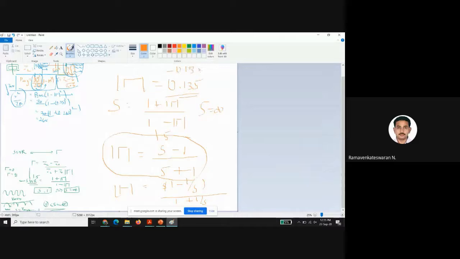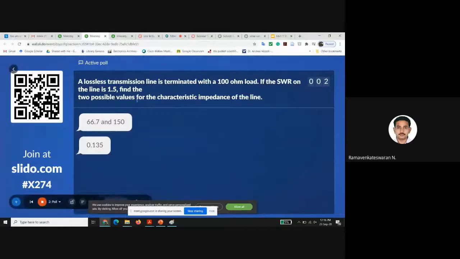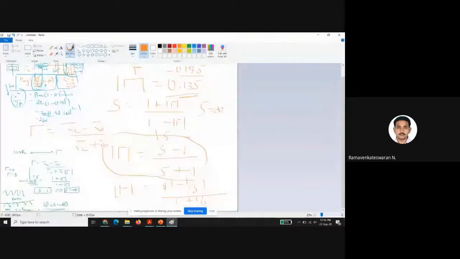So here I could get plus 0.135 or minus 0.135. Both are valid for ZL, because it's mod gamma, so it can be plus or minus. From that gamma, you could write ZL minus Z0 over ZL plus Z0. I think that is the answer: two possible characteristic impedances are asked. How to do that? ZL minus Z0 over ZL plus Z0.